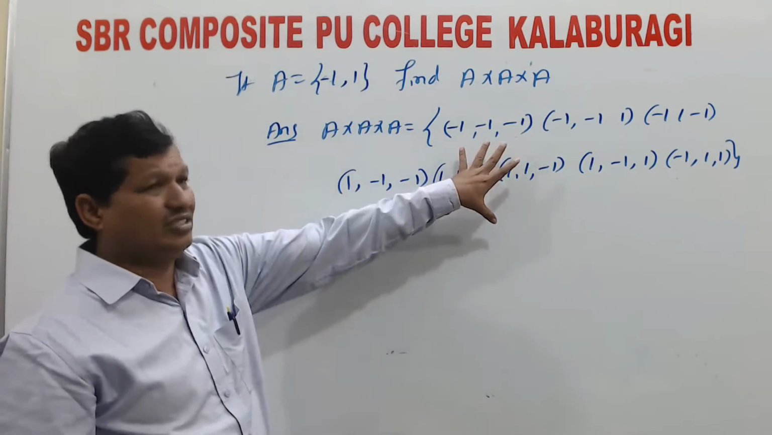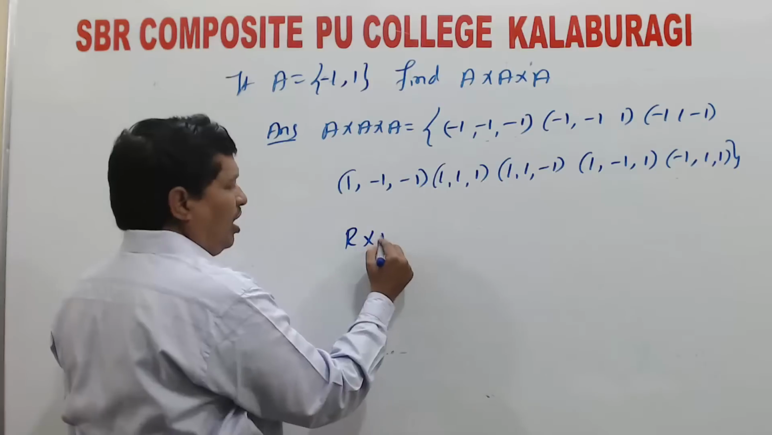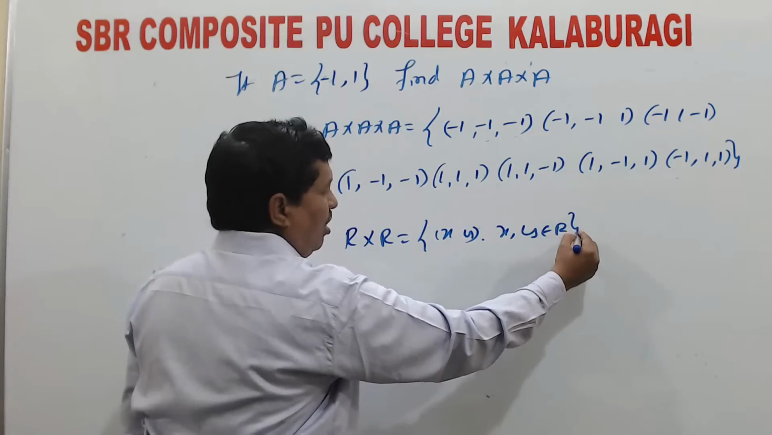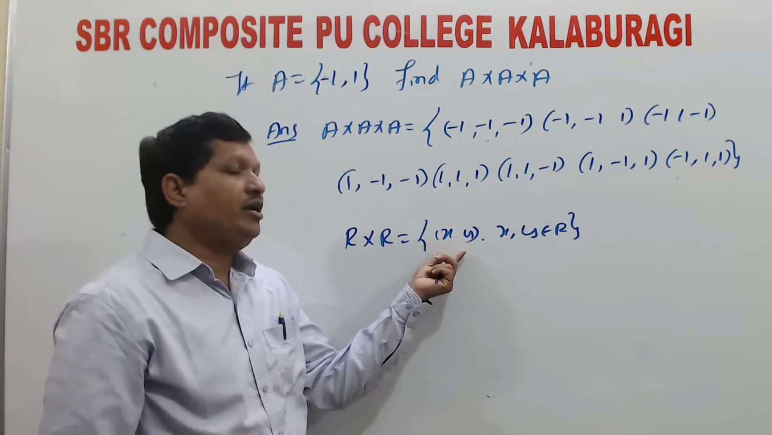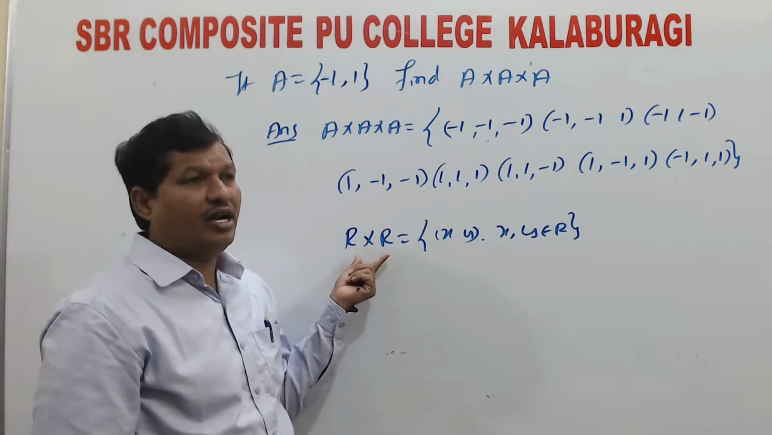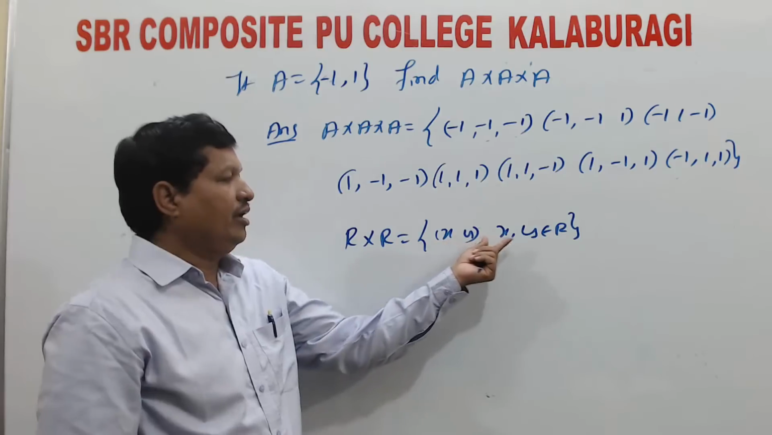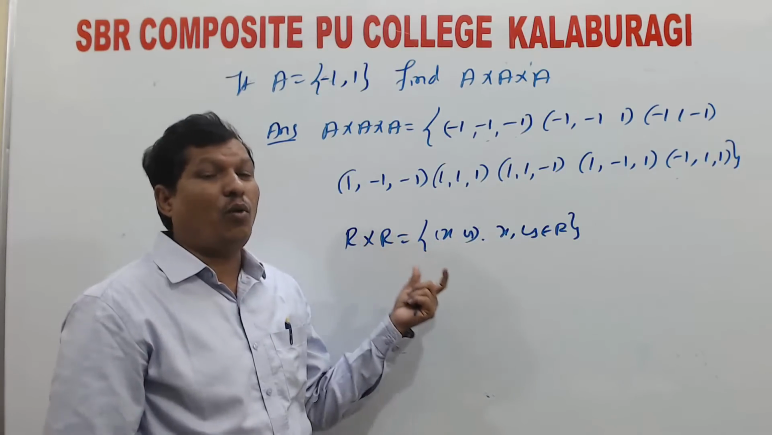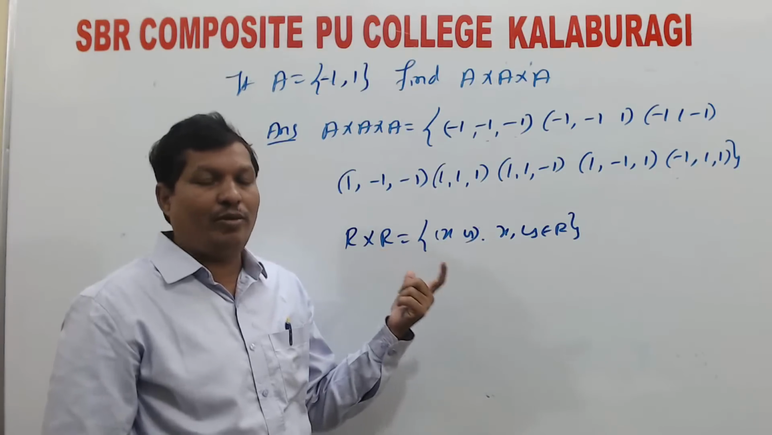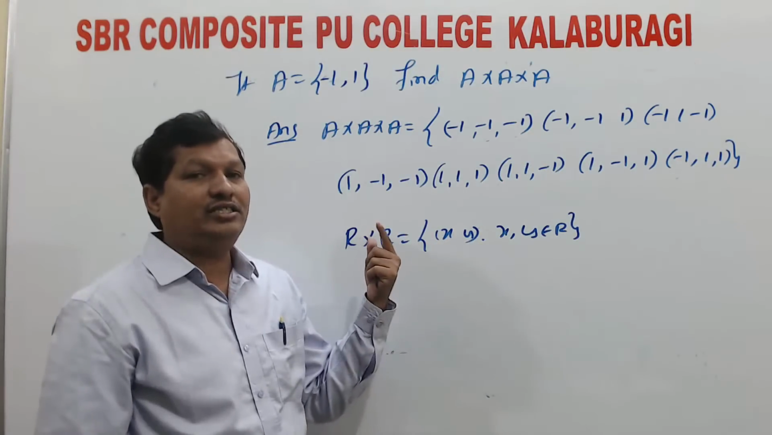So what does this represent? The Cartesian product. Suppose you take R cross R, where R is the real numbers: the set of x comma y such that x comma y belongs to R represents all coordinates of a point in a plane. Plane means two-dimensional geometry. Space means three-dimensional geometry. This x comma y represents points in a plane.